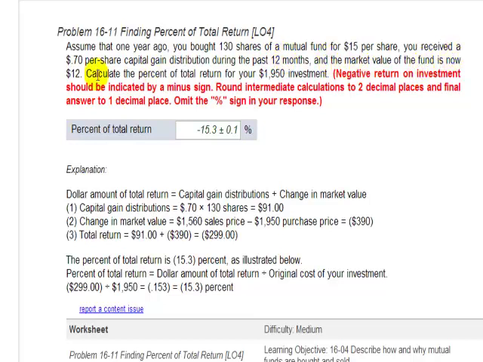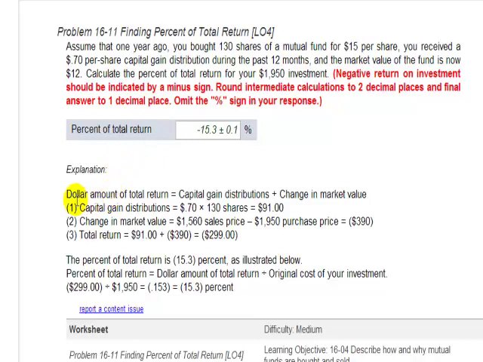fund is now $12. So the market value went down, from $15 per share down to $12 per share. Calculate the percentage of total return for your $1,950 investment. They want you to say here, negative return on investment should be indicated by a minus sign, round intermediate calculations to 2 decimal places, and a final answer down to 1 decimal place. All that's important in order for you to get the right answer here.